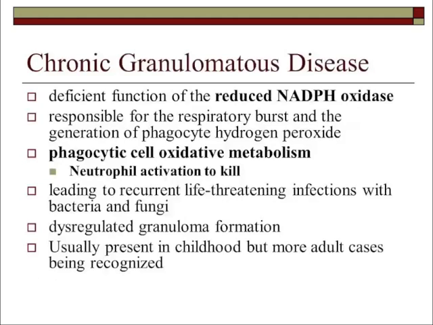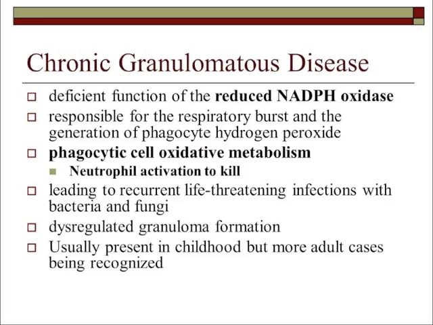So this is a little introduction into chronic granulomatous disease, right? Basically, it's a deficiency of the reduced NADPH oxidase. This is responsible for respiratory burst and generation of hydrogen peroxide. And this is just a fancy way of saying that this is what neutrophils need to. So neutrophils are like Pac-Man, right? They just swallow the antigen and then they have to kill it somehow. So this oxidative metabolism is what helps you activate the neutrophils and kill whatever they ingested.